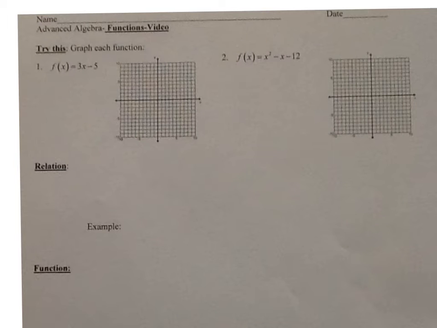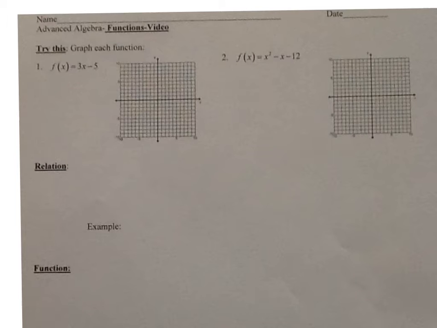Okay, so what we're going to do today is start a new unit, and it's the function unit. So I would like you to put me on pause. Do the try this. The try this is to just graph these two functions. So you can use the graphing calculator on your Chromebook to do that. Make a table of values, plot the points.